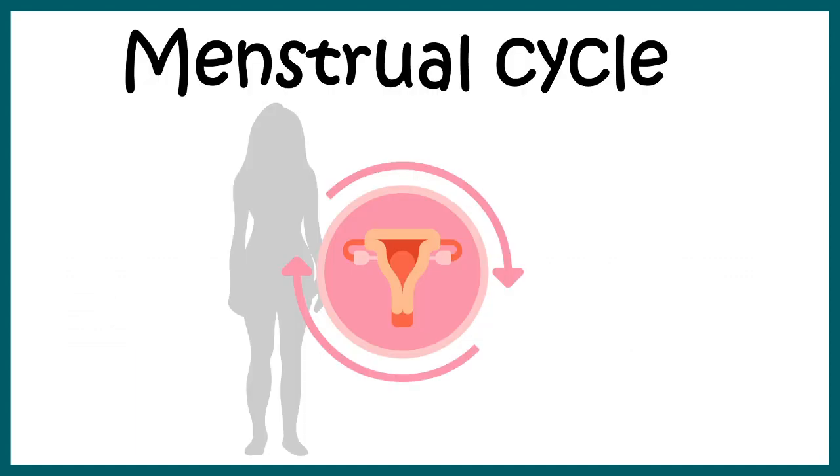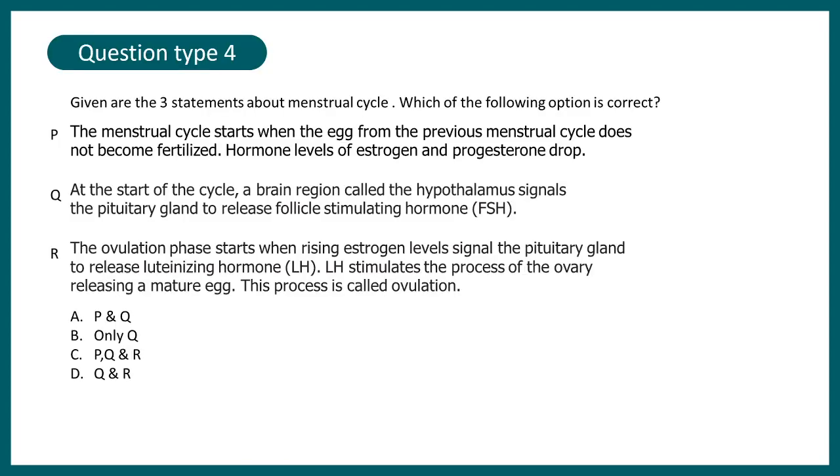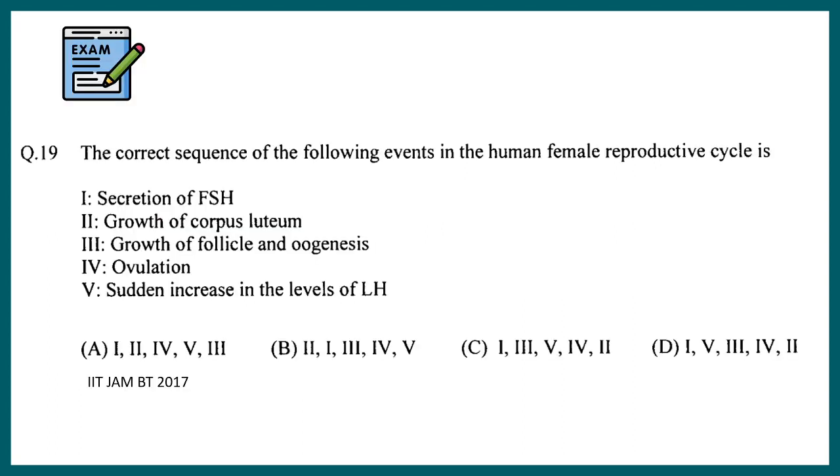Okay, then third topic, menstrual cycle. Super important for IIT JAM or any other entrance examinations. So they would ask questions like this. Given are the 3 statements about menstrual cycle, which of the following is correct? So pause this video and read all these statements carefully and try to answer. So the correct answer would be all of these statements. So all of these statements are correct. So similar format of question was asked in IIT JAM. In order to learn more about menstrual cycle and hormonal control of menstrual cycle, you can then and there click in the I button to get the relevant video.